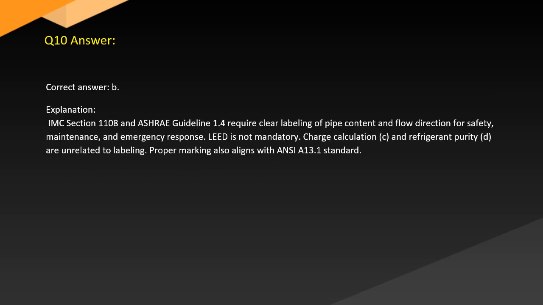Answer. Correct answer: B. Explanation. ICC Section 1108 and ASHRAE Guideline 1.4 require clear labeling of pipe content and flow direction for safety, maintenance, and emergency response. Lead is not mandatory. Charge calculation, C, and refrigerant purity, D, are unrelated to labeling. Proper marking also aligns with the ANSI A13.1 standard.